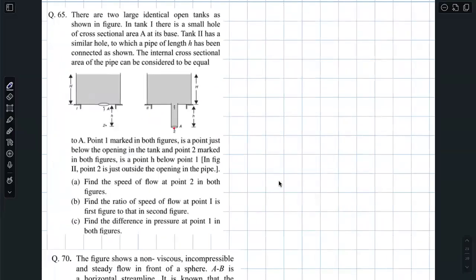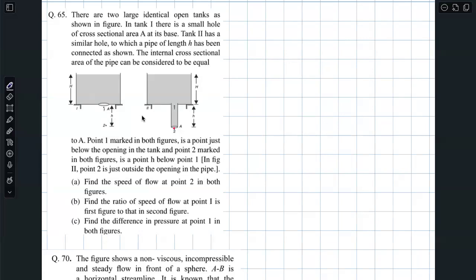There are 2 large identical open tanks as shown in the figure. In tank 1, there is a small hole of cross-sectional area A at its base. Tank 2 has a similar hole to which a pipe of height h has been connected as shown. The internal cross-sectional area of the pipe can be considered to be equal to A. Point 1 marked in both figures is a point just below the opening in the tank, point 2.